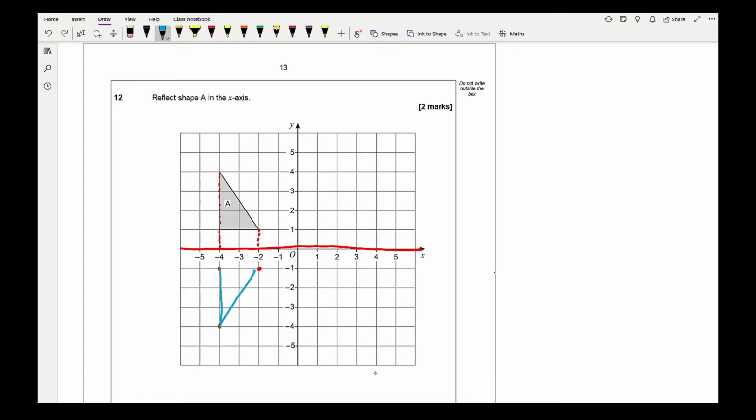And then with a ruler, all I then need to do is join the points up to make the new reflected triangle. And again, not a very good example, you should be using a ruler, and there is your reflected shape.